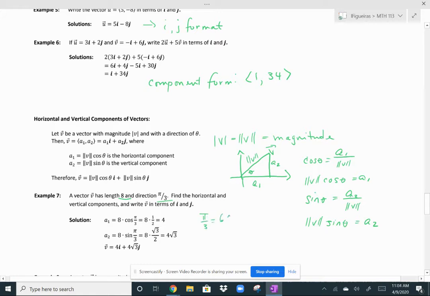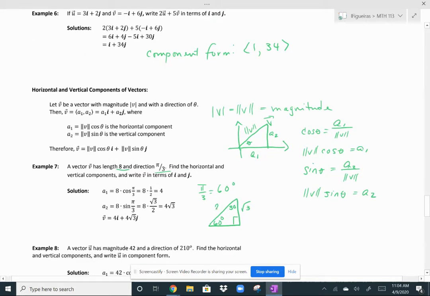Remember, pi over 3 is 60 degrees. 60 degrees is a special triangle. This is 60, this is 30, and this is 90. Opposite of 60 is root 3, the hypotenuse is 2, and opposite of 30 is 1. So the cosine of 60 degrees is 1/2, which is what you see here. So 8 times 1/2 gives me an x component of 4.